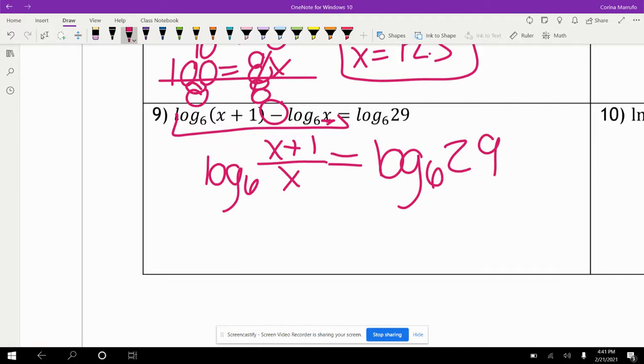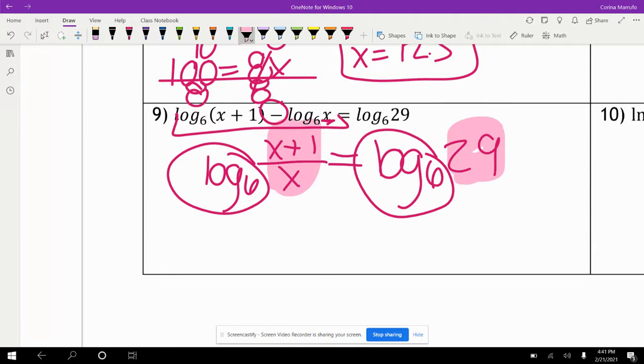So now that we condensed it, we see here that we have log base 6 on both sides. So in order for these to be equal, then this part has to be equal. Okay, so I'm going to go ahead and write it. x plus 1 over x equals 29. Okay, I'm going to go ahead and put this 29 over 1 and cross multiply.